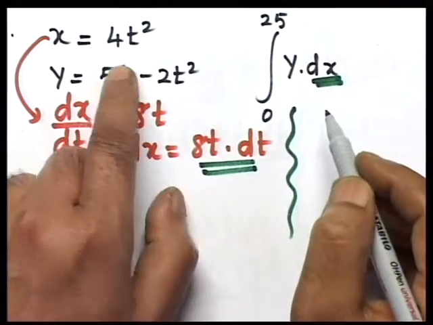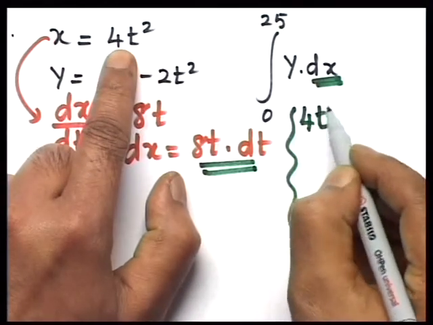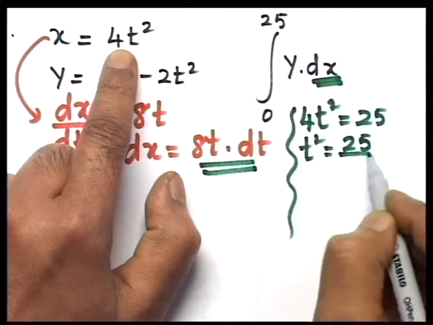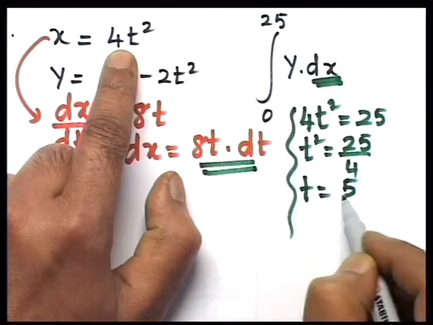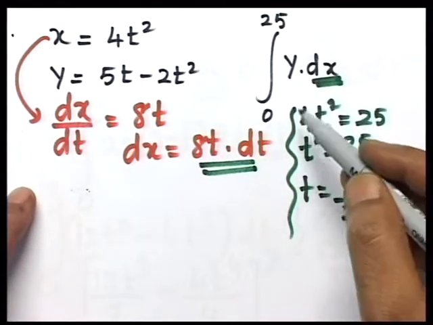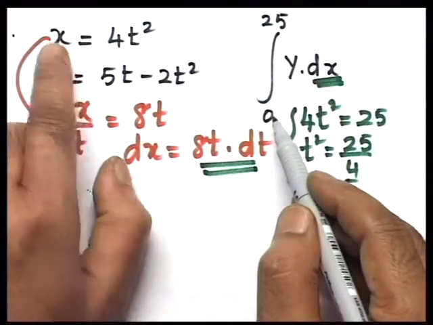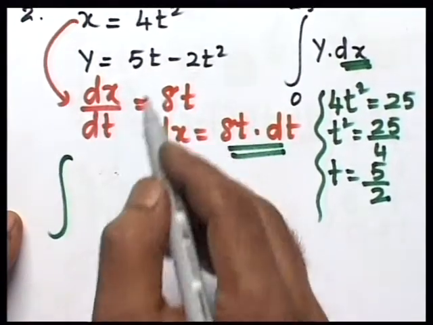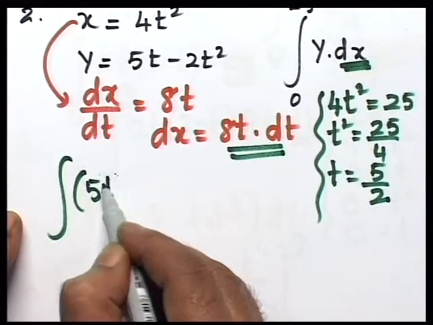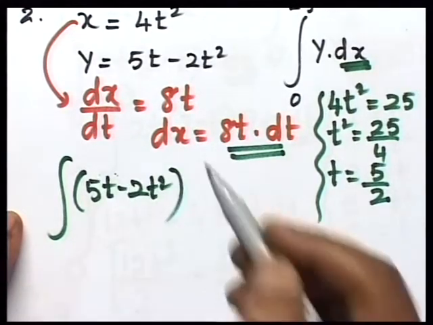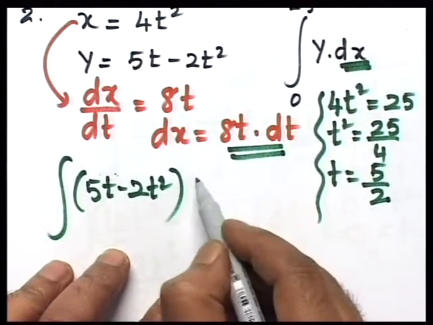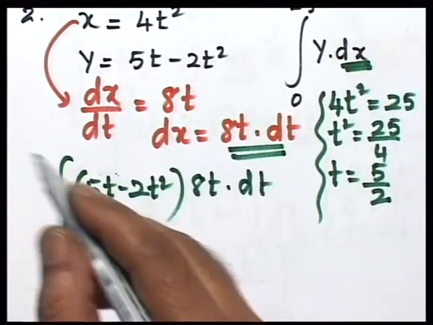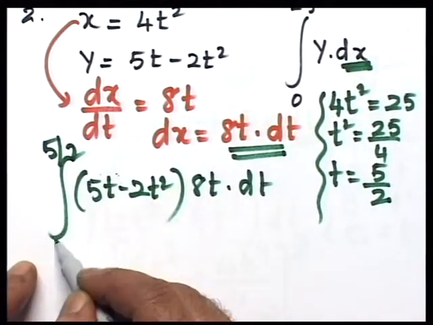We go to x only, so 4t squared equals 25. t squared equals 25 divided by 4. t equals 5 over 2, please. That's the top limit for t. The bottom one, if you substitute x as 0, t should be 0. So we integrate. The y value is 5t minus 2t squared, and dx is 8t dt. And the limits, we know the top one is 5 over 2, and the bottom one is 0.